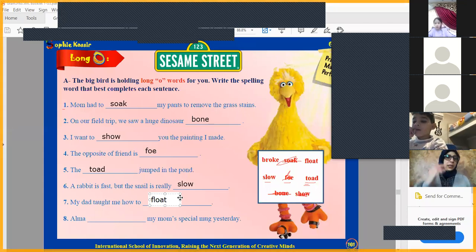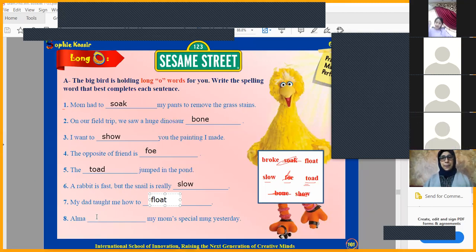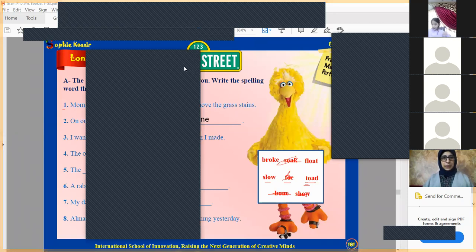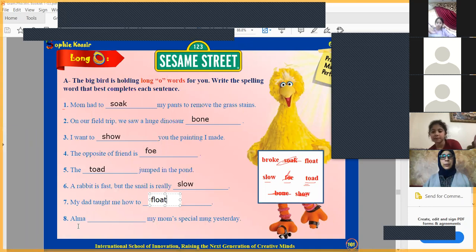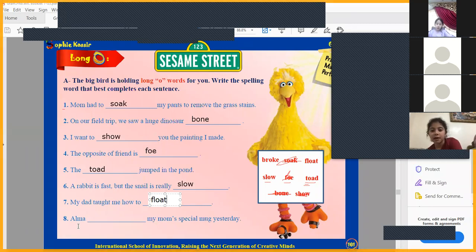Okay, let me have Zainab Safiyuddin. Yalla, please, Zainab, number 8. My mom's special mug. Yesterday, something happened to my mom's special mug. What is it? Yalla, Zainab. Zainab, can you hear me? Yes. Hi, Zainab. Yalla, my dear, do number 8 quickly, please. Blank my mom's special mug yesterday. Bravo. What is the answer?